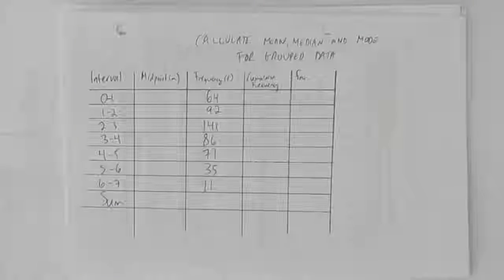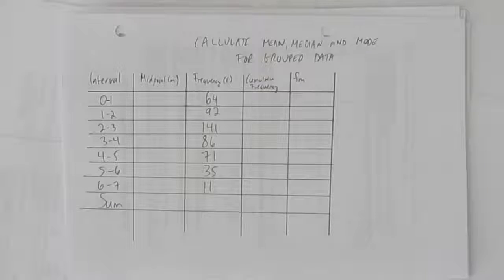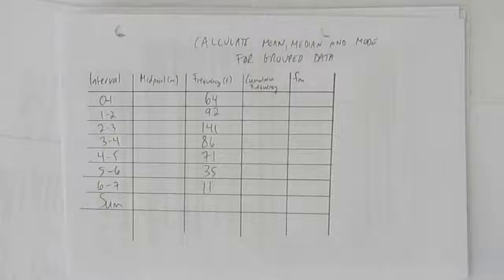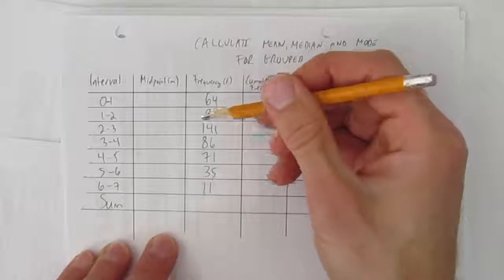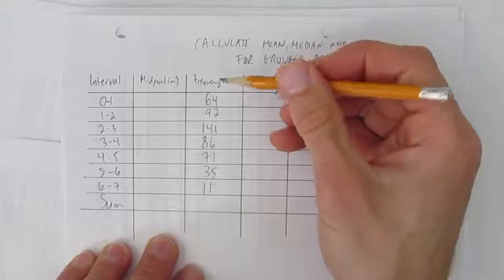Let's look at how to calculate mean, median, and mode for group data. Sometimes you're going to have to figure out the frequency yourself by tallying them in a tally chart. So there'd be a tally column here where you'd count up the frequency. But in this question, you're already given the frequency.